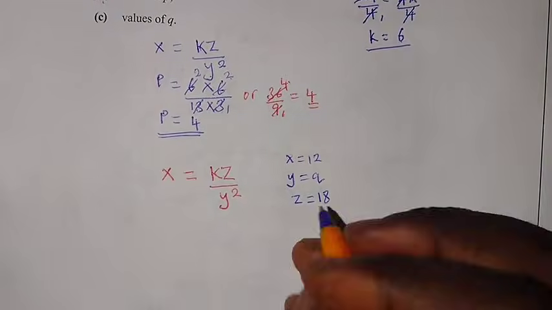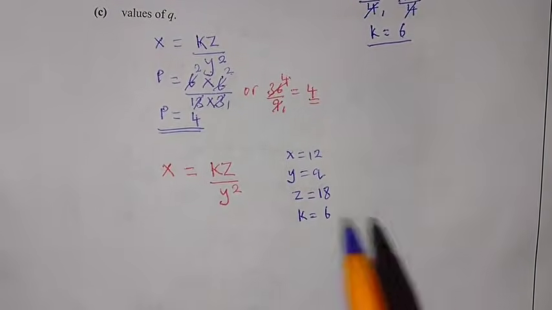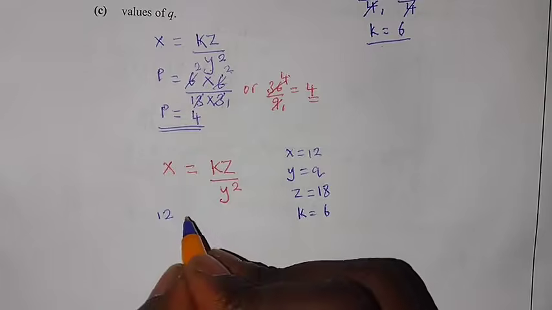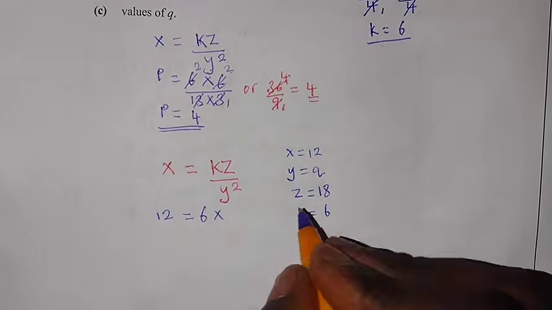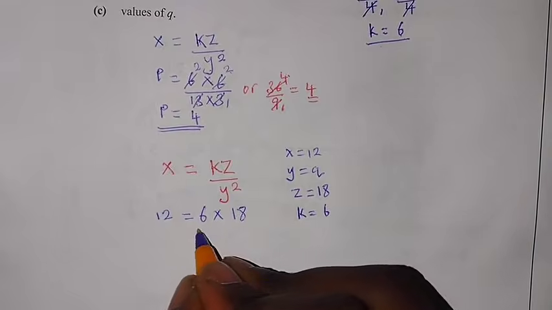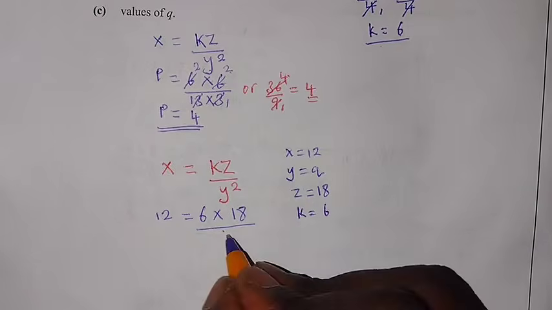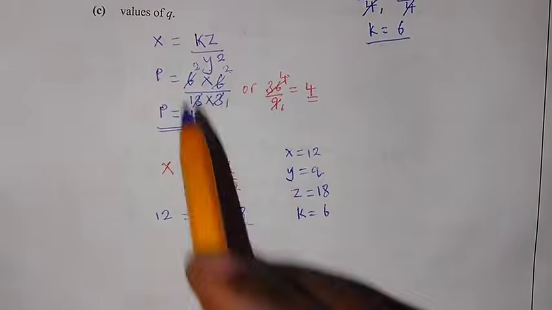Now let's substitute. Remember, k, we know that it's a 6. We found a k here on top. So where there is x, we put a 12 here. Where there is k, we put a 6 times. Where there is z, we put 18 over y squared. Okay, so y is a q. So we put a q squared. The question is saying find q here.